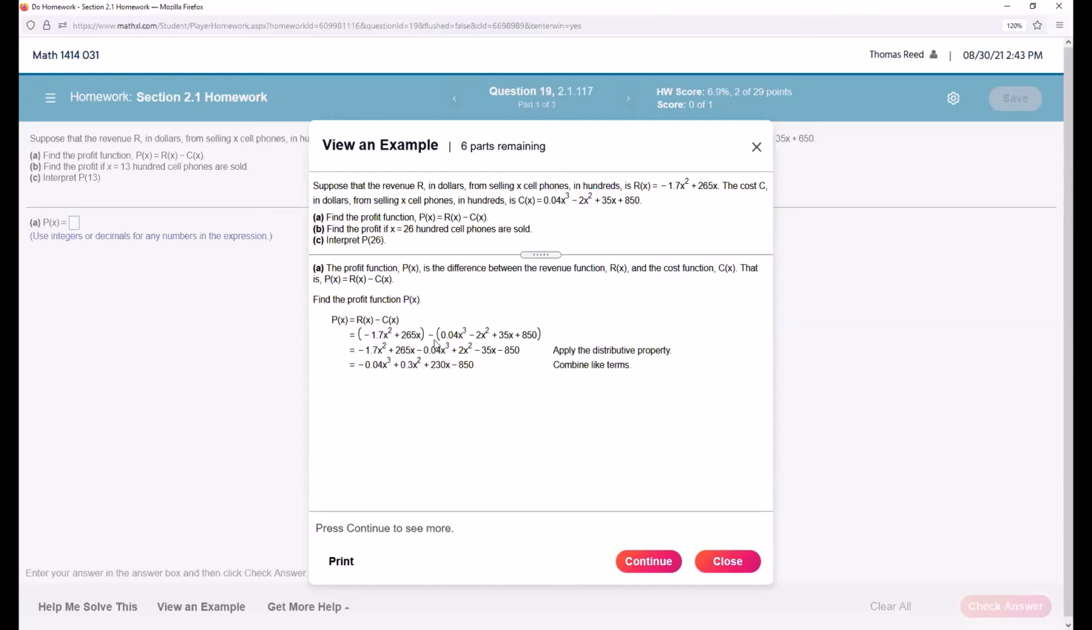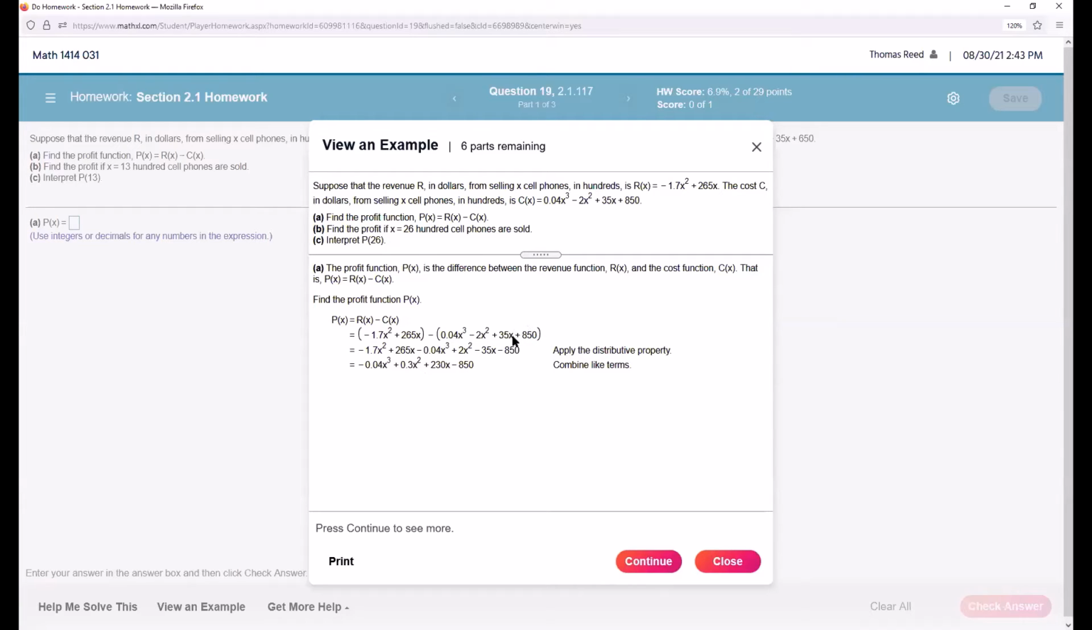And so combining these, so that means I'm going to subtract this, so it's minus. I'm going to subtract this, so it's plus. I'm going to subtract this, it's minus. Subtracting this is minus. Combining like terms gives me this animal down here. Okay, because negative 1.7 plus 2 is a positive 0.03. The x cubed remains the same. The linear term, the x changed because I'm subtracting 35 from 265. And there's only one constant.